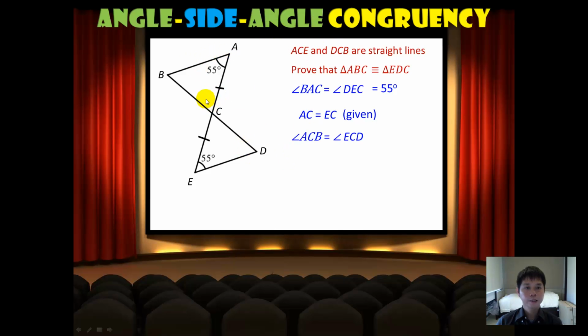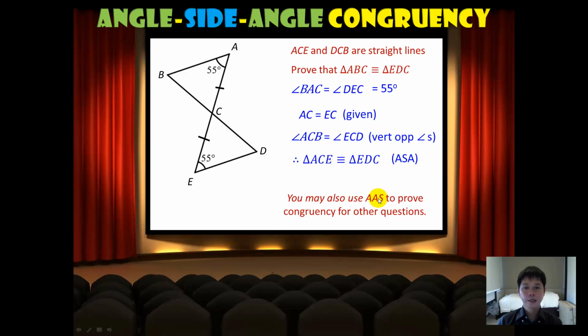Yes, angle ACB equals angle ECD because they are vertically opposite angles. Now, we cannot prove that these two angles are equal because these two lines are not parallel. And these are the only 3 measurements here that we can prove are equal. And hence, these two triangles are congruent because of the ASA congruency test.